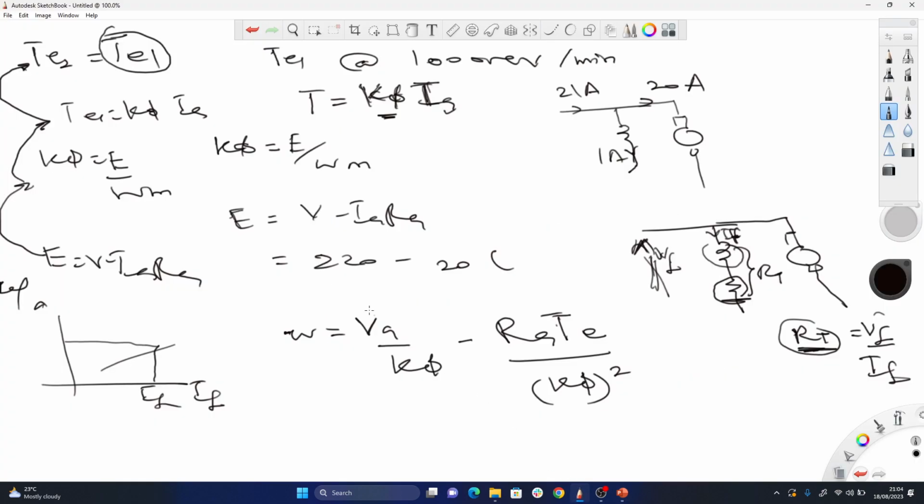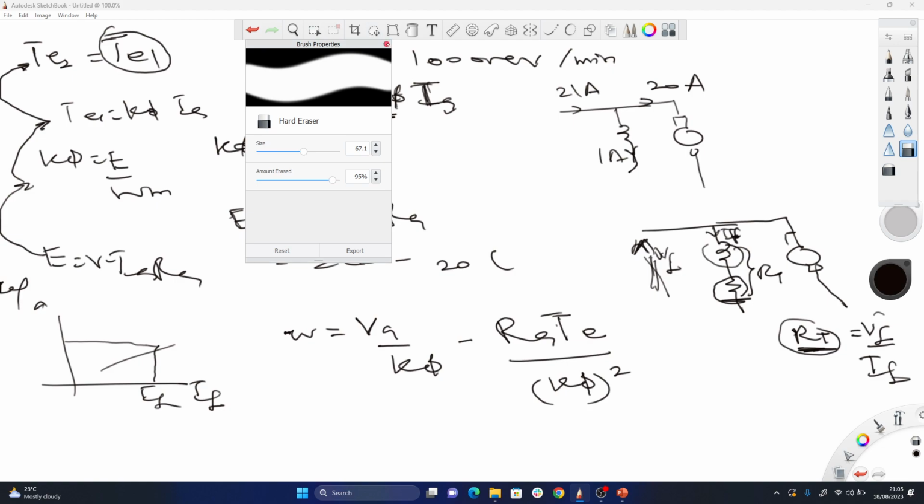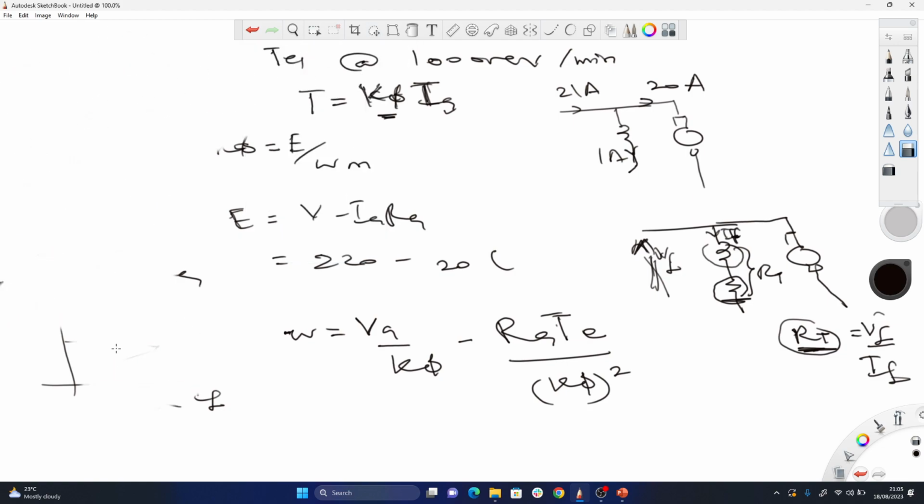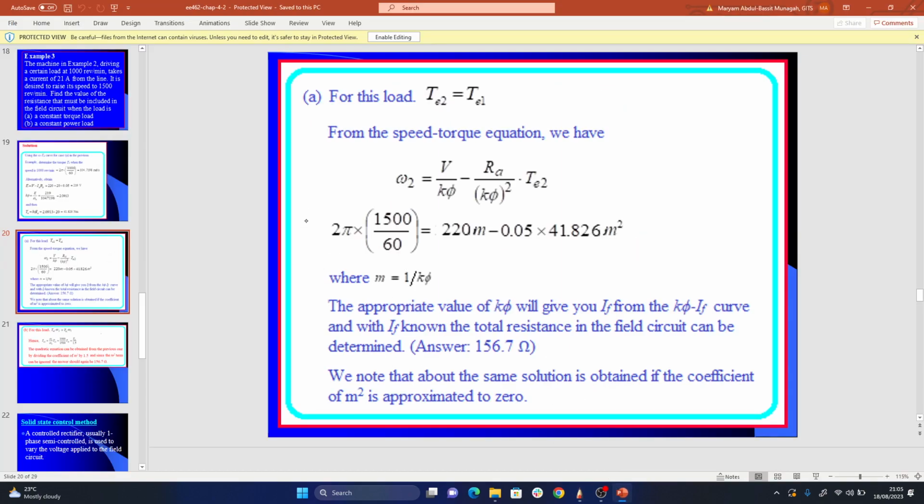Now let's see. Let me show you something. Let me clean inside. I'll do substitutions. 1500, I'll change it to rad per second, so I'll put the value here. Then I'll put my V there. V was 220. The idea is to make 1 over K phi equal to a variable. So let's make 1 over K phi equal to M. That means I'll have this value here, 2 pi times 1500 over 60.